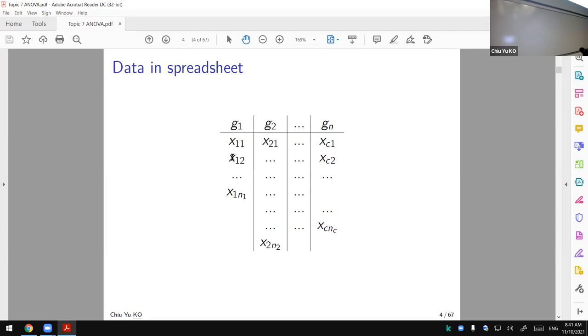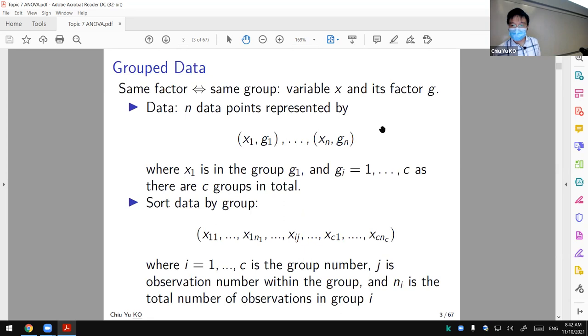So what data are we looking at? If you focus the data on only two groups, that's what we learned in the two sample case. Now we generalize to C samples, N samples. I think there's a typo here, this should be C. That's okay, GN is fine.